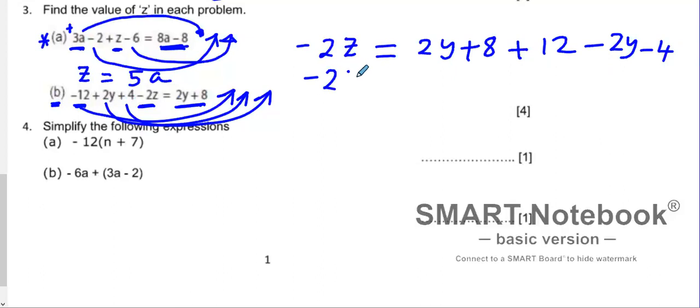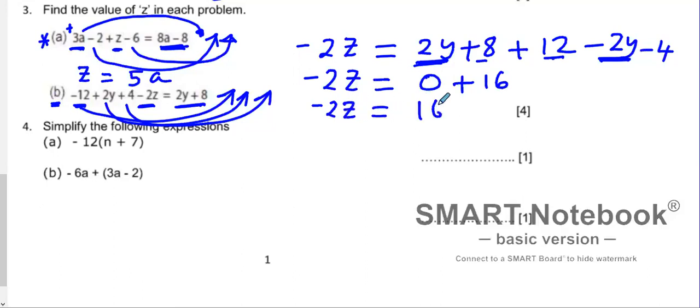So negative 2z, if we make one more step, will be 2y minus 2y. Collect like terms here. 2y minus 2y. And a number minus itself equals 0. Then you do 8 plus 12 is 20. 20 minus 4 is 16. So any number plus 0 equals that number. So negative 2z will be equal to 16. Let me check. 2y minus 2y is 0. That will be 20 minus 4. That will be 16. So now to find the value of z, we need to divide by negative 2 on both sides, leaving z alone.